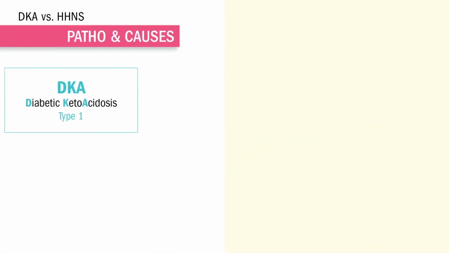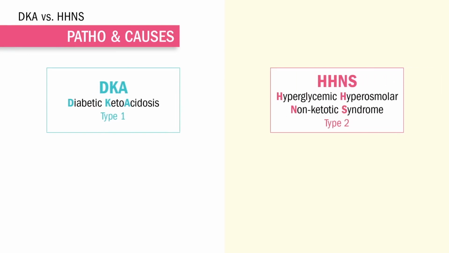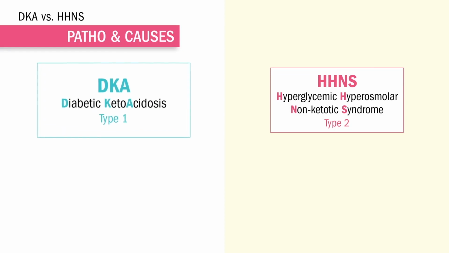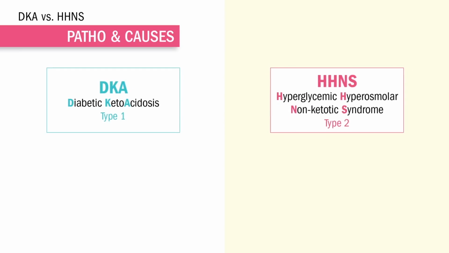So, how do you tell the difference between DKA and HHNS? Well, DKA is more common in type 1 diabetes and HHNS for type 2. So think which letter comes first in the alphabet. Well, guys, D comes first, so it's type 1, and H comes second, so that's how you know it's type 2.